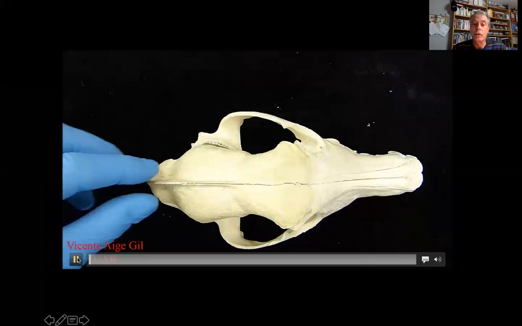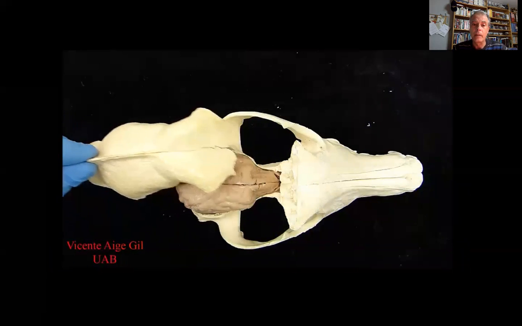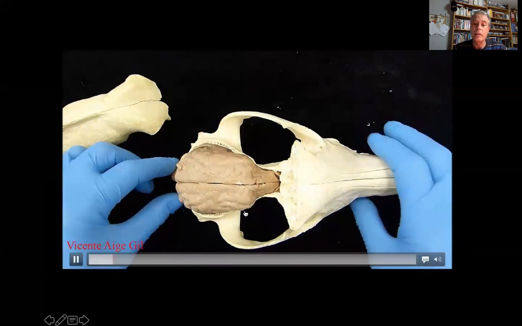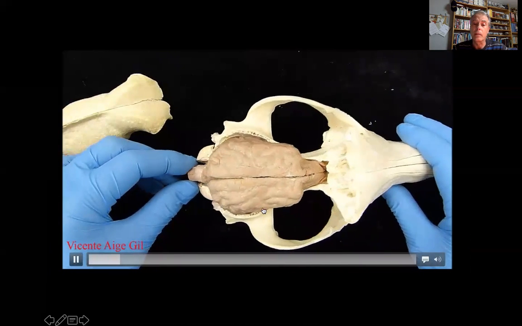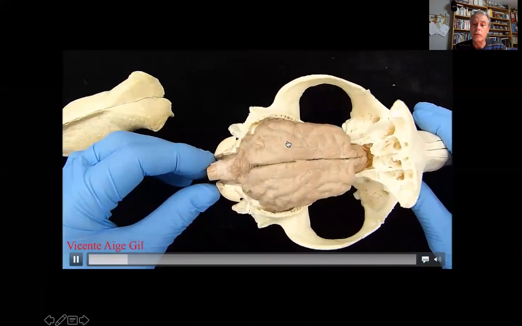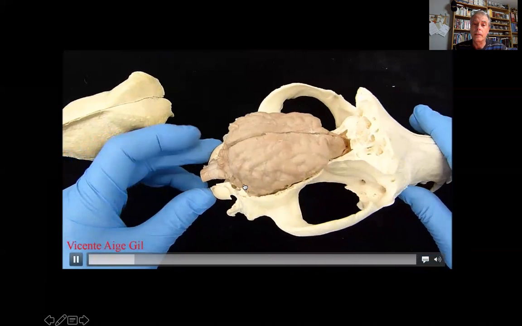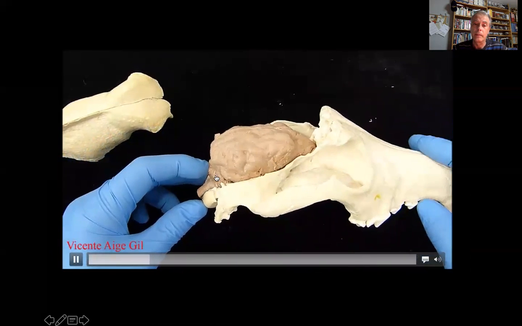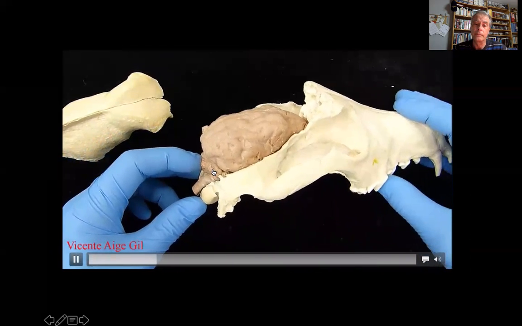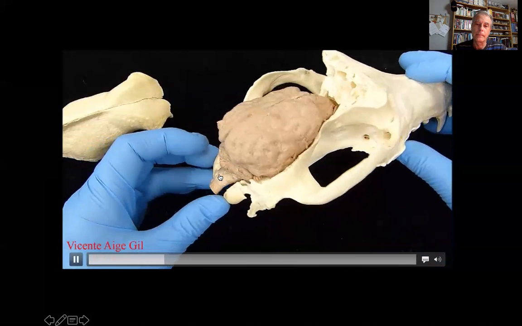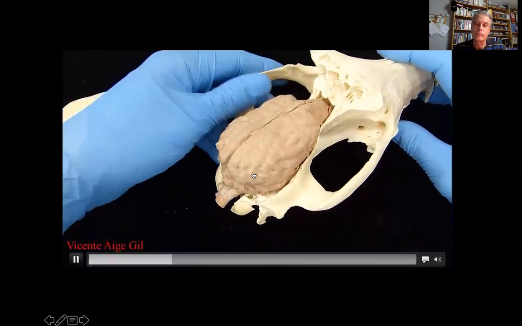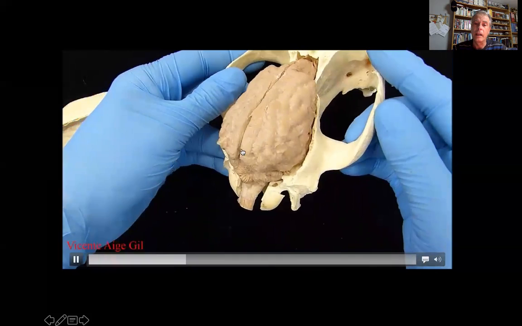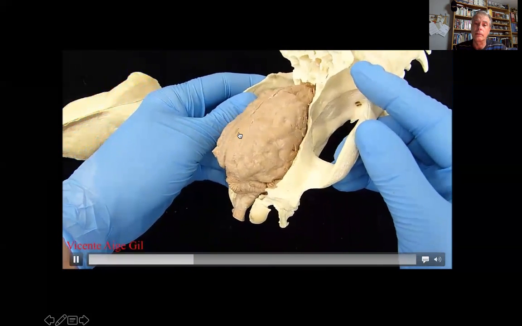Now we perform a dorsal craniotomy, and we identify inside the cranial cavity the encephalon. As you see, there is not much space between the encephalon and the bones. Both cerebral hemispheres, okay, this is the right cerebral hemisphere. Behind is the cerebellum. Dorsally, both cerebral hemispheres, the left and the right, are separated by the longitudinal fissure.